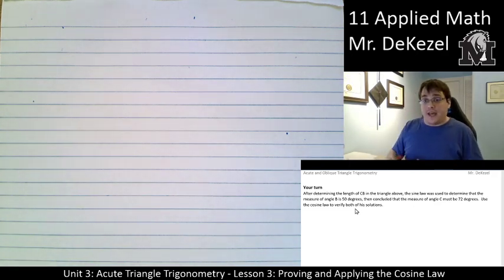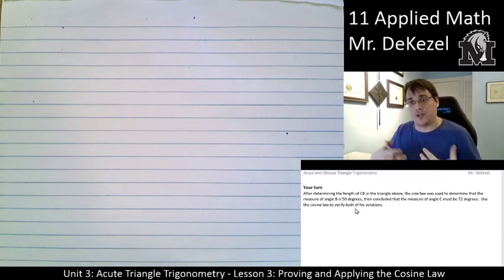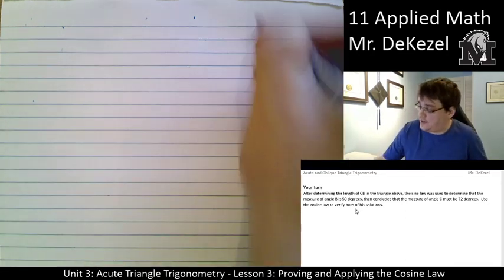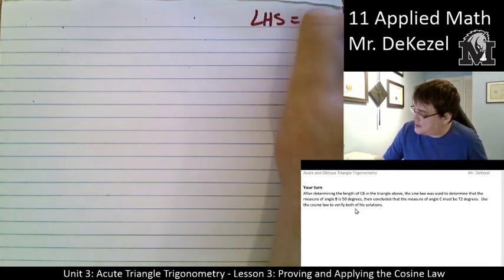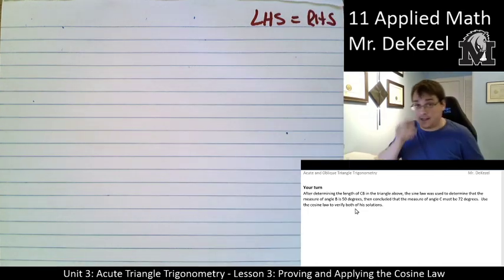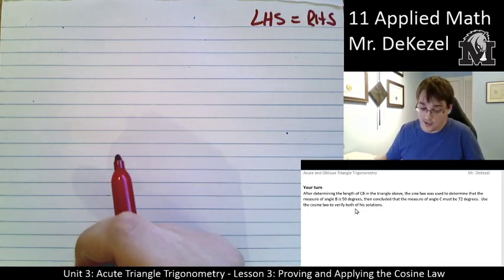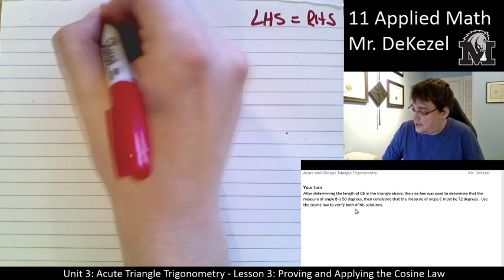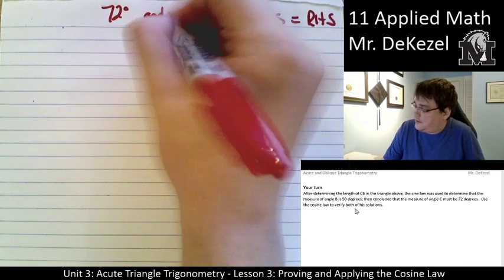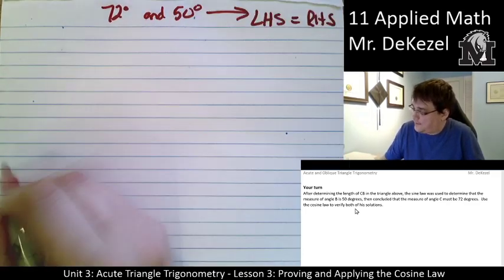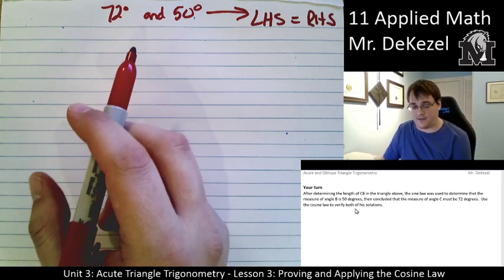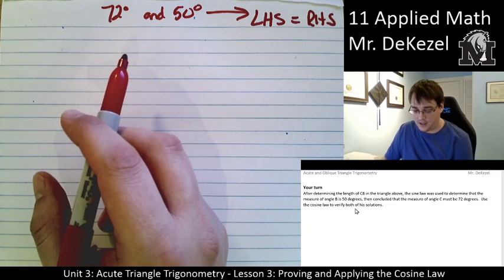Okay, so if the angles really are 72 and 50, when we plug everything into the cosine law, the left-hand side should equal the right-hand side. So that is the key to this. The left-hand side should equal the right-hand side, or at least it should be very close, if the angles are truly 72 degrees and 50 degrees. Okay, if they are, the left-hand side of the equation will equal the right-hand side.